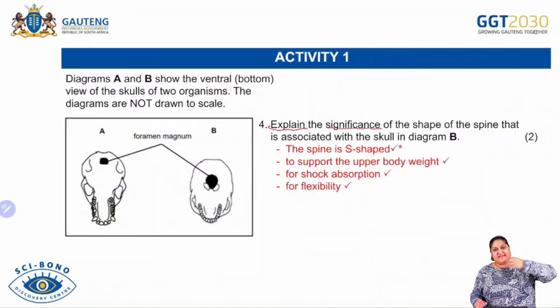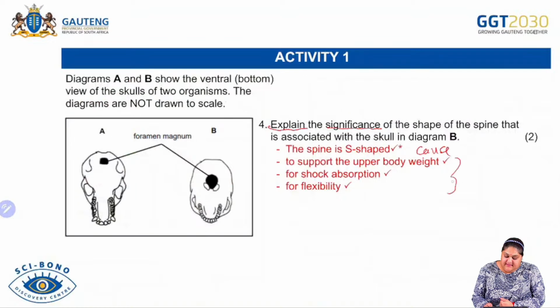So the spine is S-shaped. What does this allow to happen? What is the effect of this? The effect is that it supports the upper body weight. It's for shock absorption and for flexibility. So whenever you answer, you have to answer in a cause and effect manner. So this is the cause and these are the effects.